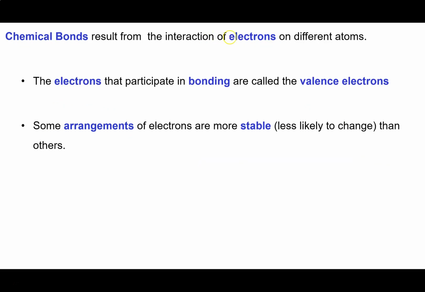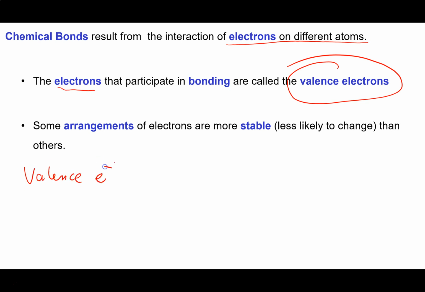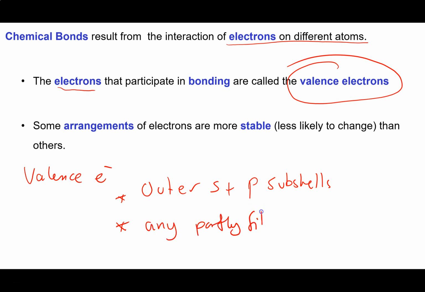Chemical bonds result from the interaction of electrons on different atoms. The electrons that form these chemical bonds are called the valence electrons. So what are valence electrons? We already touched on this idea. They are those that are in the outer S and P subshells, and then any partly filled D subshell. That's only going to be relevant for the transition elements.